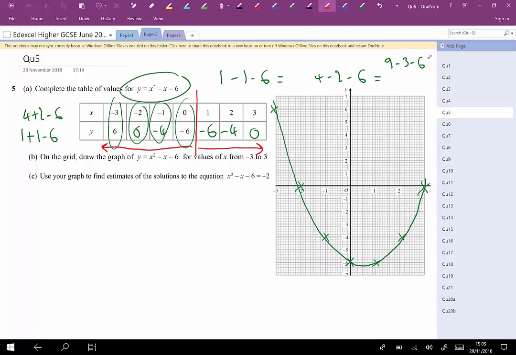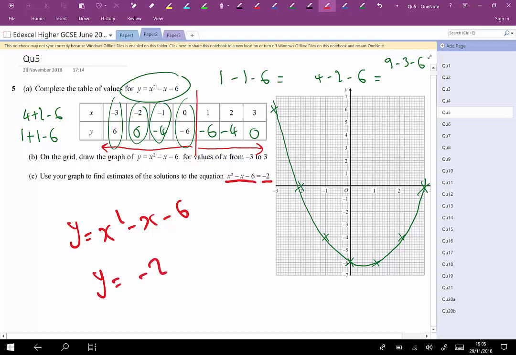Last bit on that question, so this is a bit more complicated. Use your graph to find estimates of the solutions to the equation. It's where that graph crosses that graph. So the graph of y equals x squared minus x minus 6, where does it cross the graph of y equals minus 2? So what they want from you there is to draw a line at minus 2 in, and then to read off those values there and there. So I'm going to say that's probably minus 1.7, and this one up here is probably about 2.7, something like that.